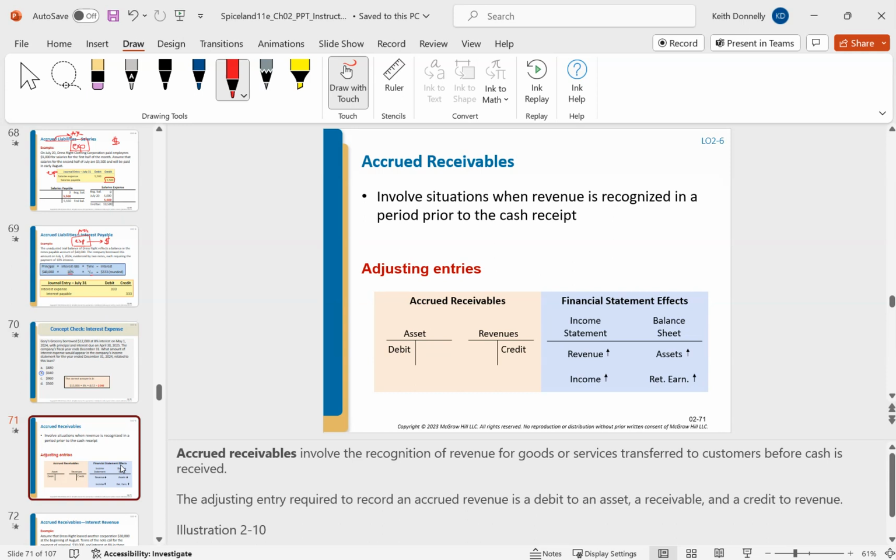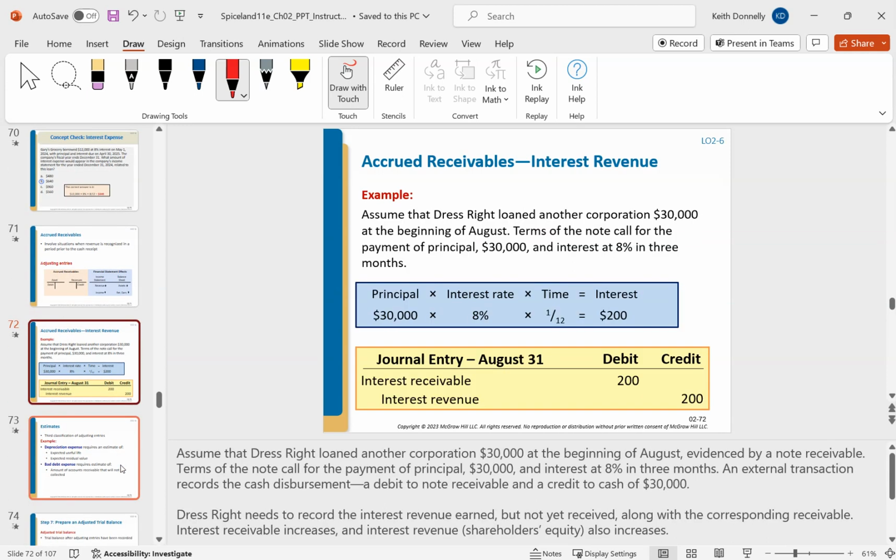We also can have accrued receivables, kind of a similar setup here. We're going to have the revenue first and then the cash later, right? So here's an example of an accrued receivable. So interest revenue, right? Hey, it looks like Dress Right loaned another corporation $30,000. So we're on the flip side. We're getting the interest income now instead of paying it, right? So we run the numbers on it. We're going to do debit interest receivable, credit interest revenue, right? So we have revenue now, and then, hey, maybe next period, they're going to pay us. So it's recognition first, cash second.